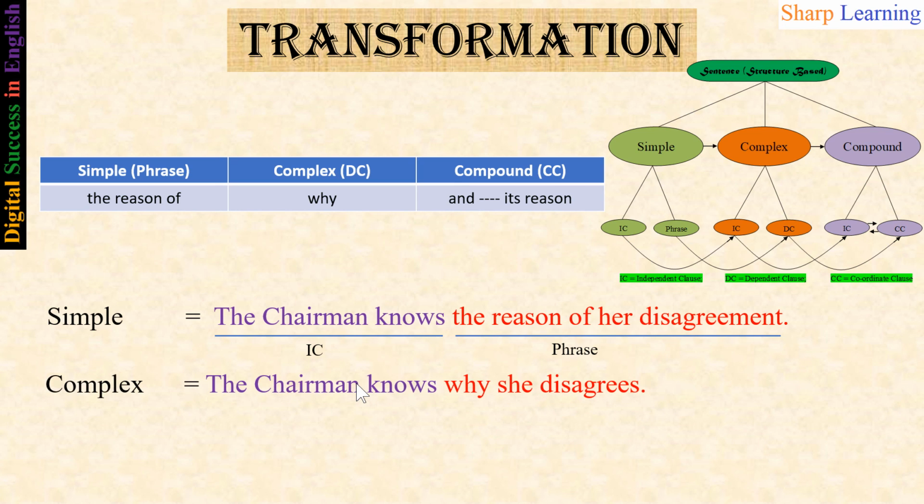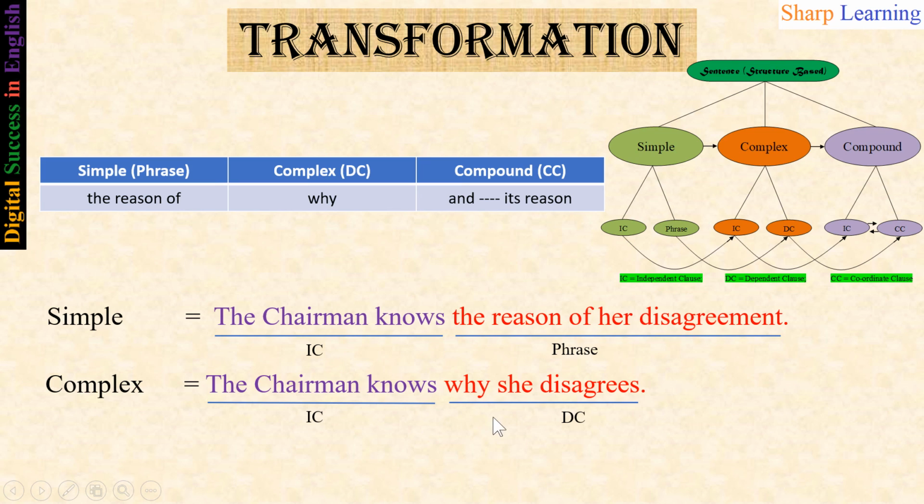See, the chairman knows, same IC. Why she disagrees? It has been a DC. How? Instead of the reason of, we have used why. Instead of her, we have used here subject, she. Disagreement was noun, but we have used here disagrees, verb form for making DC. So why is conjunction, she subject, disagrees verb, there is no extension. Okay. So conjunction, subject, verb, it has been a DC. So IC plus DC, of course it has been a complex sentence.